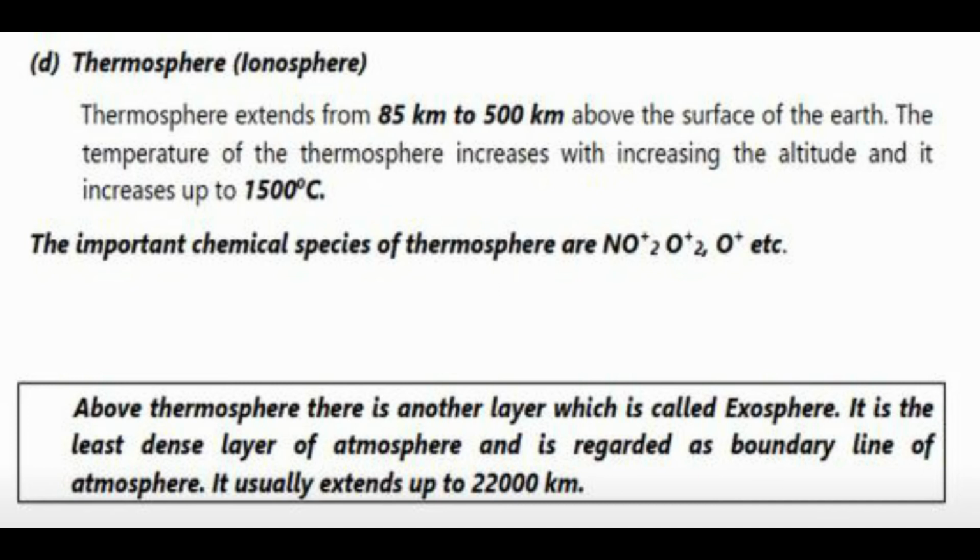Above thermosphere there is another layer called exosphere. It is the least dense layer of atmosphere and is regarded as the boundary line of atmosphere. It usually extends up to 22,000 km.